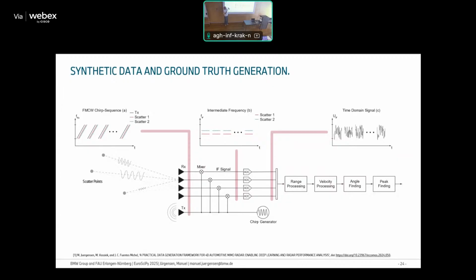And if you now mix the reflection with your send signal, you get for each target a constant frequency, and that constant frequency directly corresponds to a range, for example. So, and if you go further, from the differences in the phase of the signal, so those are the targets, and from the difference in the phase, you get angle, you get relative velocity, and it's pretty cool. Yeah.